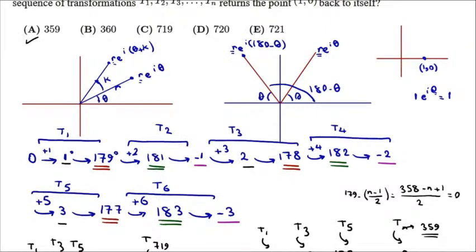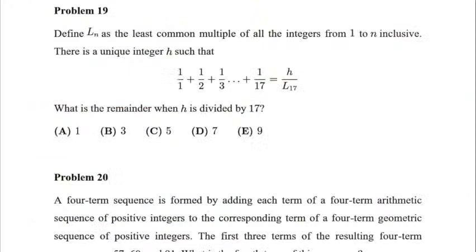Okay, we've used complex numbers. AMC 10A 2022 problem number 19. Define L_n as the least common multiple, LCM, of all the integers from 1 to n inclusive. There is a unique integer h such that 1 over 1 plus 1 over 2 plus 1 over 3 up to 1 over 17 equals h over L sub 17. What is the remainder when h is divided by 17?